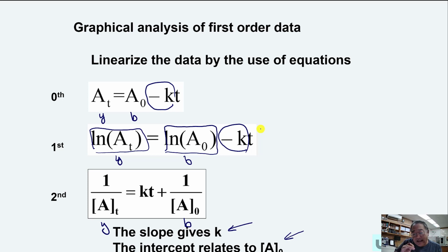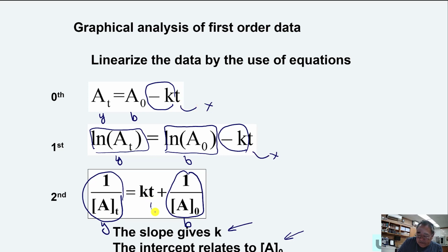If we graph it as second order data, we're going to take 1 over concentration. The intercept is going to relate to 1 over a0. Now, these are the y values. What we're graphing as x in all of these is time. So one set of data graphed three different ways. And trust me, when you do this often, you'll use a spreadsheet and it just pops right out. It's real easy.